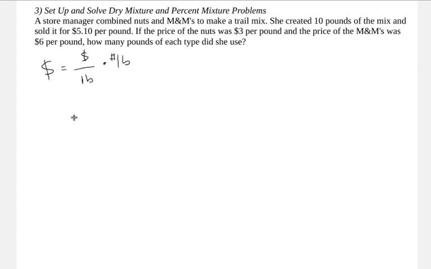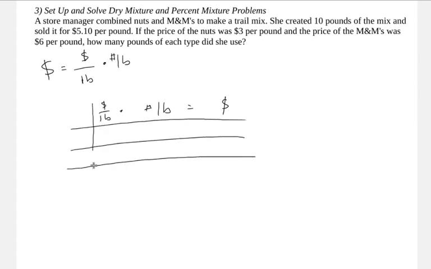So setting up my chart, I'm going to say price per pound times the number of pounds equals the number of dollars. And we have this both for M&Ms and for peanuts. And since this is a mixture problem, I'm going to go ahead and write a total row on here as well, because I know I'm going to need it.